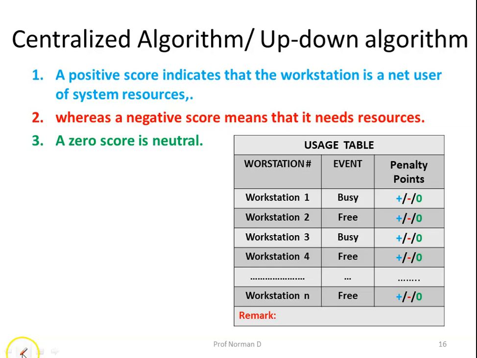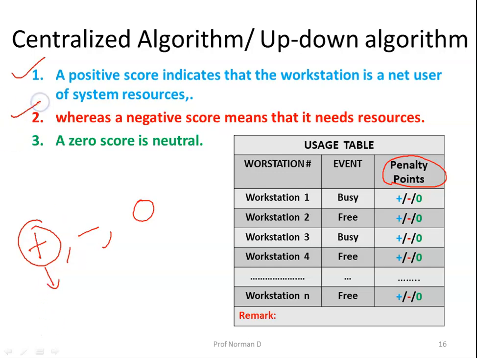So we'll try to understand these penalty points. Now the penalty point will have 3 values. Either the value will be positive or negative or it will be 0. A positive score indicates that the workstation is a net user of system resources. So when it is positive, it indicates that the process has been granted the requested resources. When it is negative, it means that there is a process which has requested certain resources and the resources are still not assigned to that process. And a 0 score indicates that it is in the neutral state.